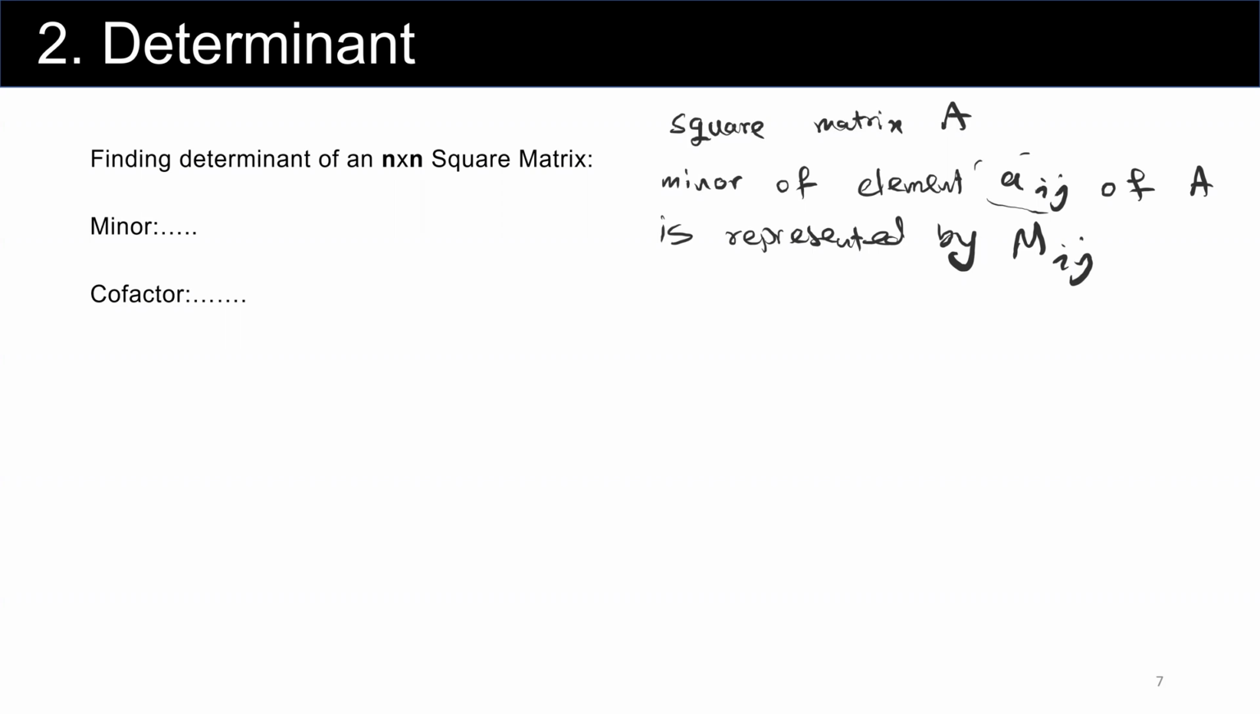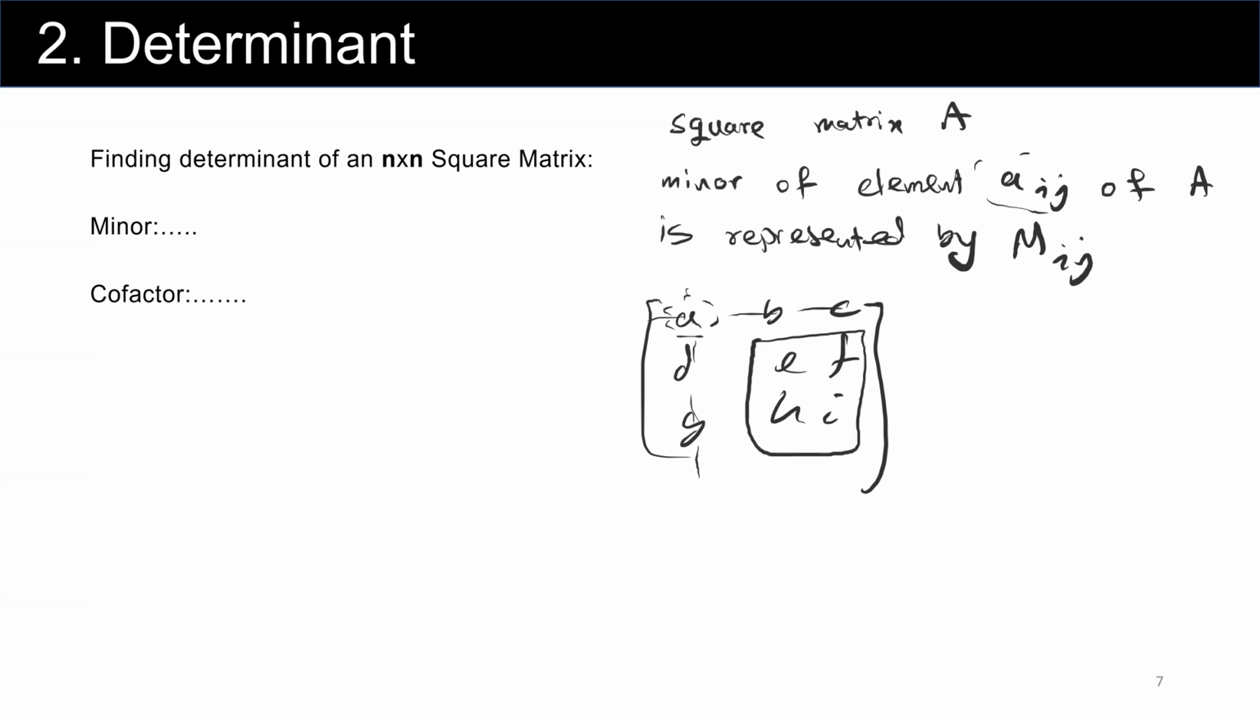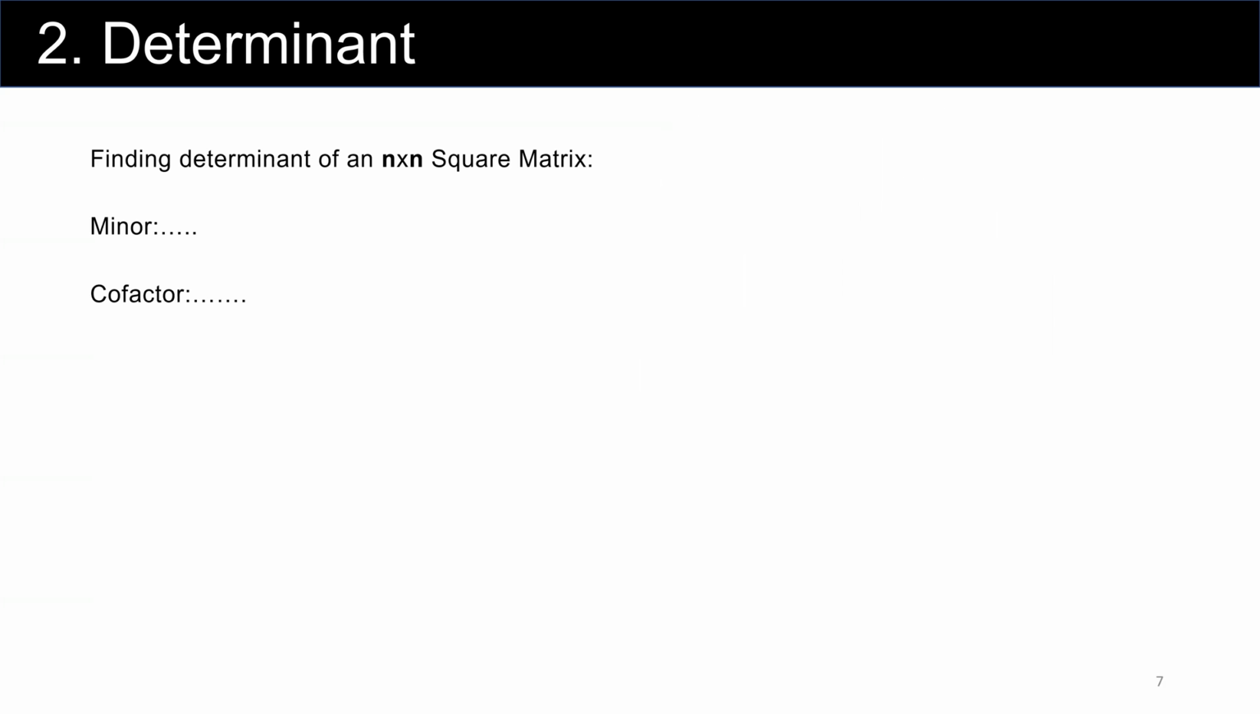And what's Mij? It's the determinant of the matrix that is created by removing the i-th row and j-th column of the original matrix. If you remember, for the 3 by 3 matrix A, B, C, D, E, F, G, H, I, what I was saying for element A was to remove the corresponding row and column of A, and then find the determinant for the rest of it. So this is called the minor. All right, so let's write the definition of minor.